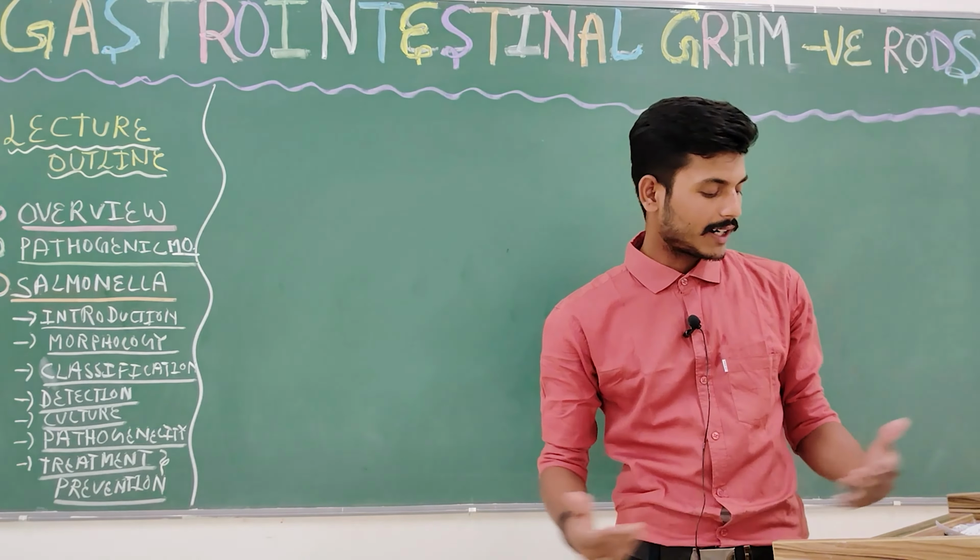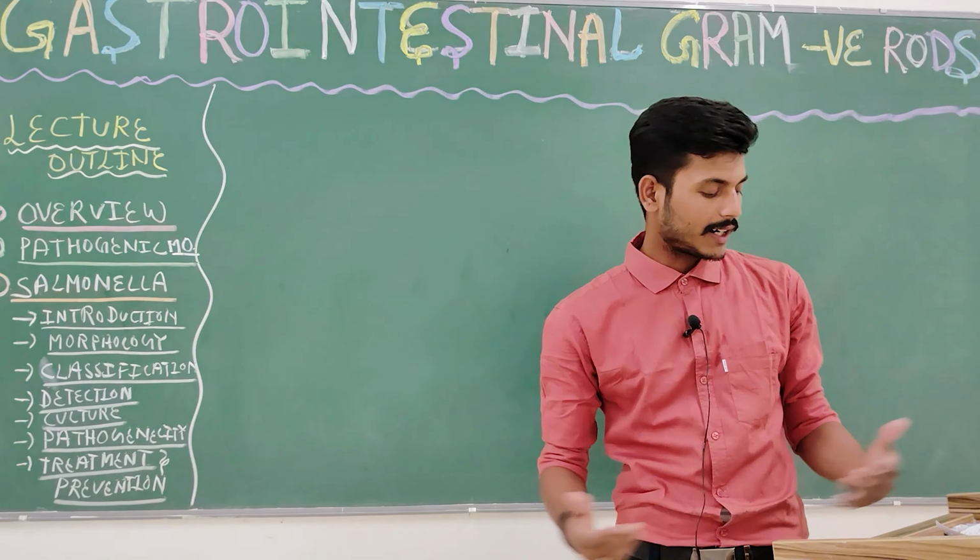And it was first discovered in the pig's intestine. It was discovered for the first time in the pig's intestine by a bacteriologist, and his name is D.E. Salmon. You should write it down. It can be asked in an MCQ. It is called D.E. Salmon. He is the one who first discovered, or first observed, this Salmonella bacteria in the pig's intestine.